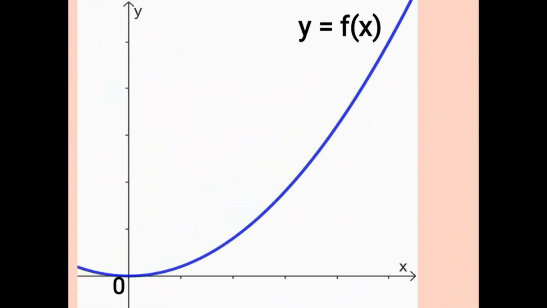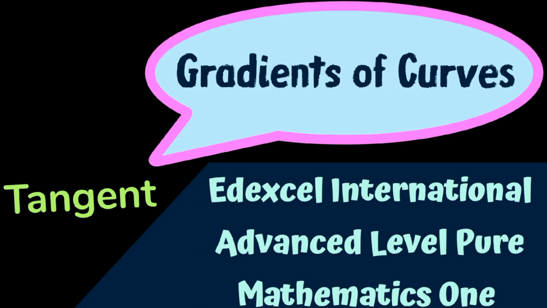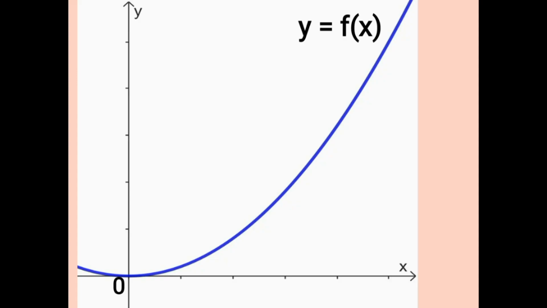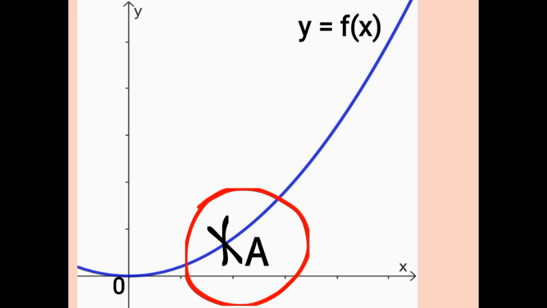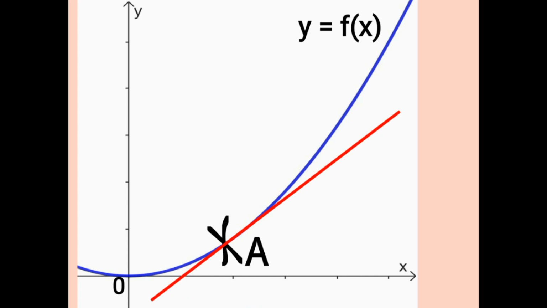Now, let's take this graph of y equals f(x). So, as I said in my previous PO Maths video, gradients of curves, the gradient of a curve is constantly changing. And hence, the gradient of a curve at a given point is defined as the gradient of the tangent to the curve at that point. So, in the graph y equals f(x), I'll take this point, so I'll label this point A. Now, the gradient of the curve y equals f(x) at the point A is the gradient of the tangent at this point. So, here's the tangent at point A.